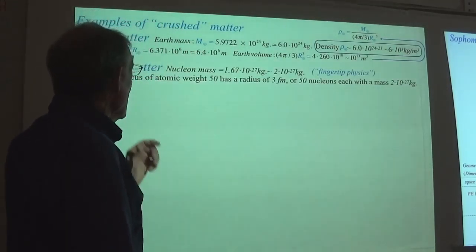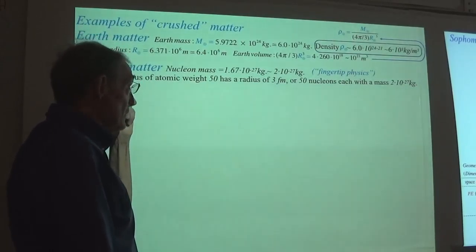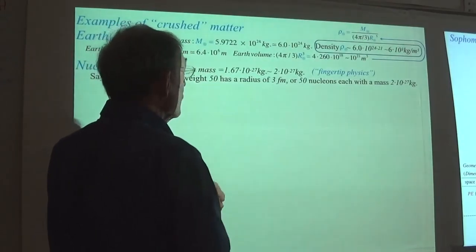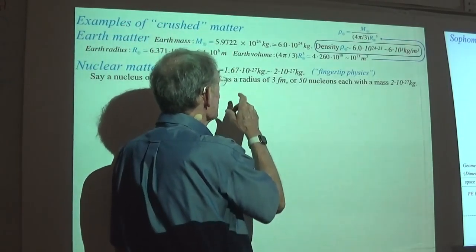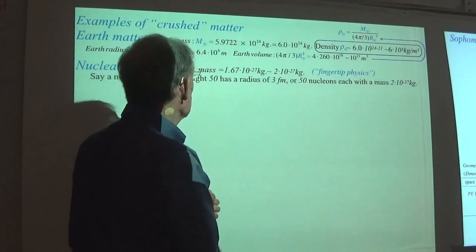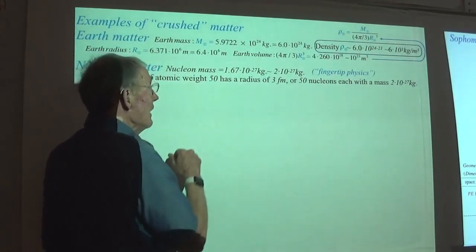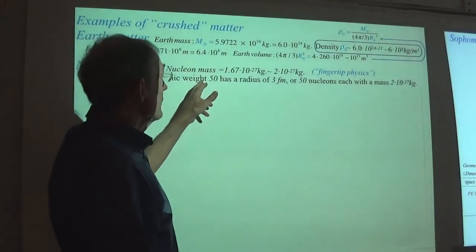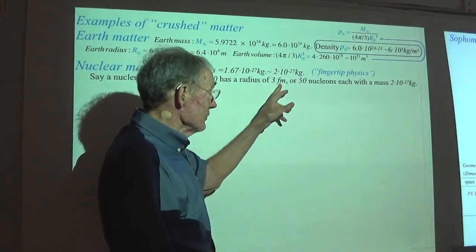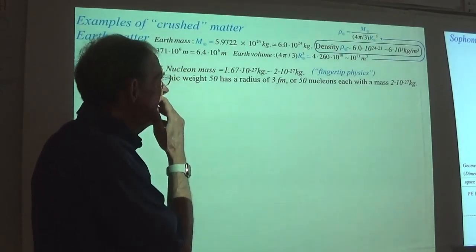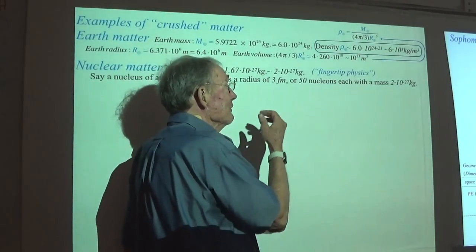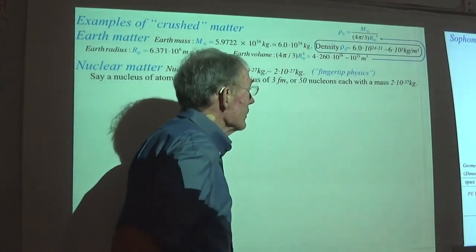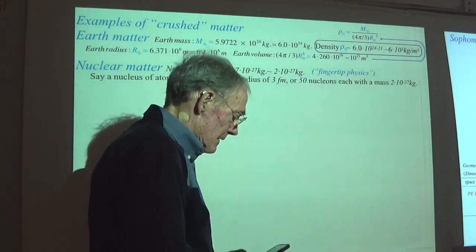Now, what about nuclear matter? What if instead we're talking about a planet or a star or something, a neutron star, that has a nuclear density, in other words, you take a nuclear mass for this. Say the nucleus of atomic weight 50 has a radius of 3 femtometers. We talked about nuclear radius, so we're just picking this so we get an even number between what's going on here. So 50 nuclei.